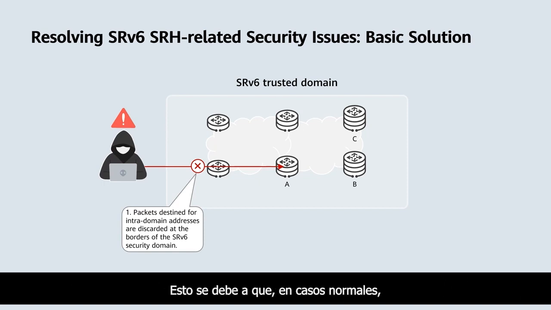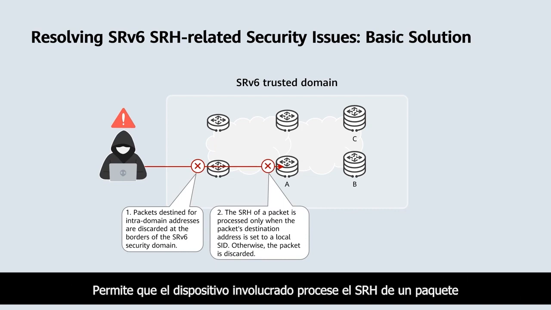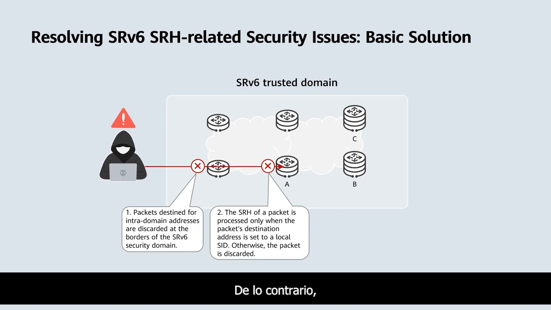This is because, in normal cases, internal SIDs should not be leaked out of the domain. If an internal SID is obtained by a device outside the domain, the packet carrying the SID is considered an attack packet. Second action: enable the device to process the packet's SRH only when the destination address of the packet is set to a local SID. Otherwise, the device discards the packet.